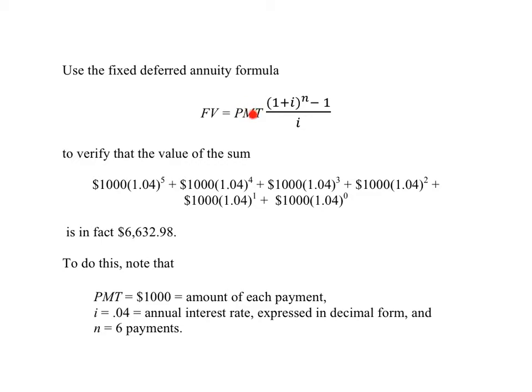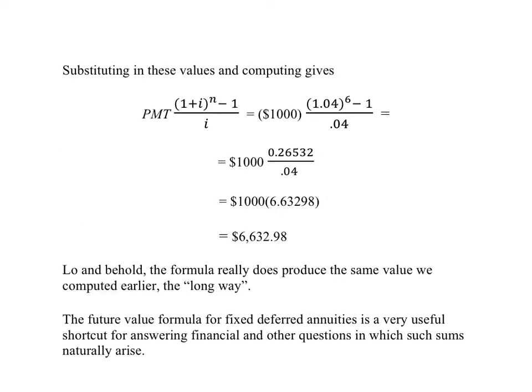Here the payment amount is $1,000. The interest rate we're given is 4% per year, and the crucial thing we have to understand is that n here is counting the number of payments. n is not counting the highest exponent, n is counting the number of payments, and there are 6 of them. All we need to do is plug in the values for PMT, i, and n, and see what happens.